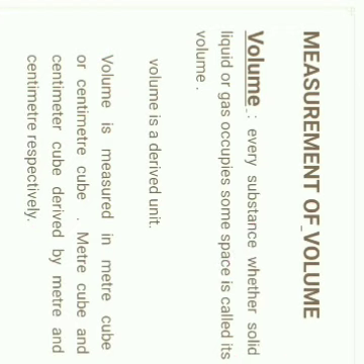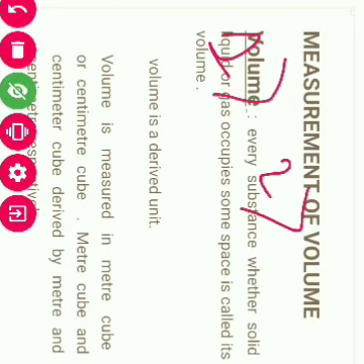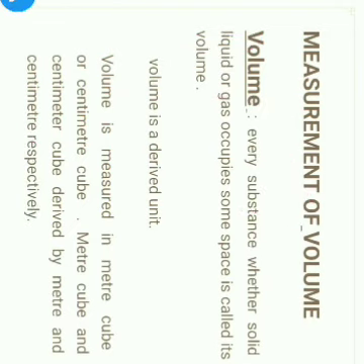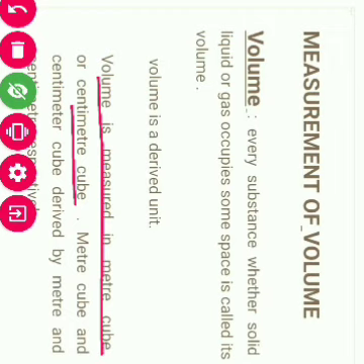So, volume is a derived unit. We know there are two types of units. The first is the fundamental unit, and the second is the derived unit. So how did we come to know that this is a derived unit? Because volume is measured in meter cube. Like area, which we measure in centimeter square or meter square, volume is measured in meter cube or centimeter cube. Now meter cube and centimeter cube are derived from meter and centimeter respectively.